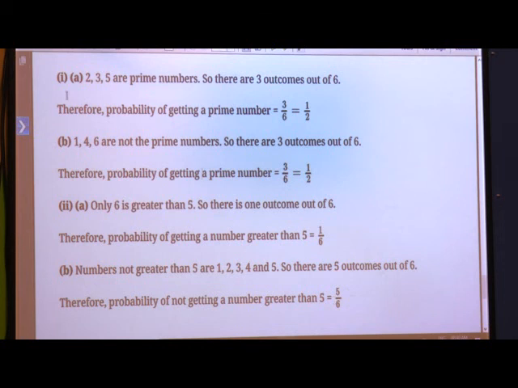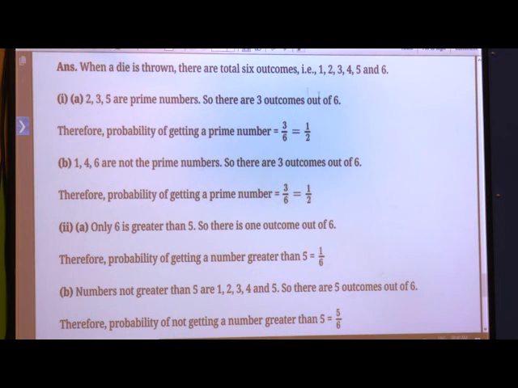I will repeat the whole solution once again. Probability of getting a prime number. The total outcomes are 6. What are the 6 outcomes? 1, 2, 3, 4, 5 and 6. 2, 3, 5 are prime numbers. So, there are 3 outcomes out of 6 which are prime numbers.